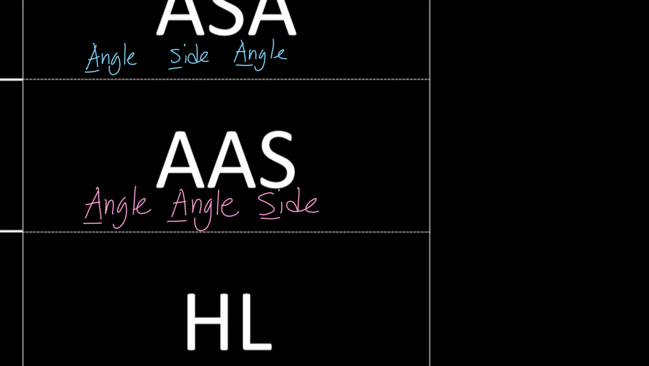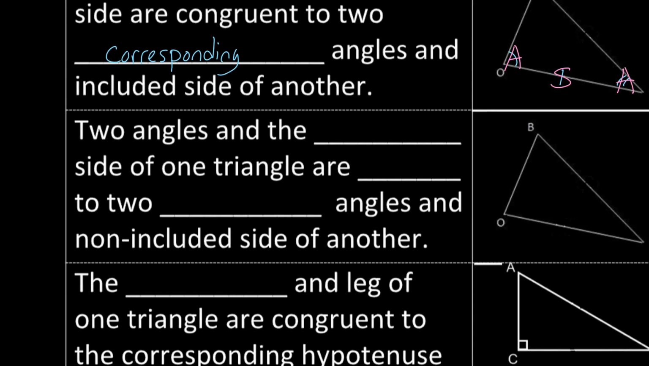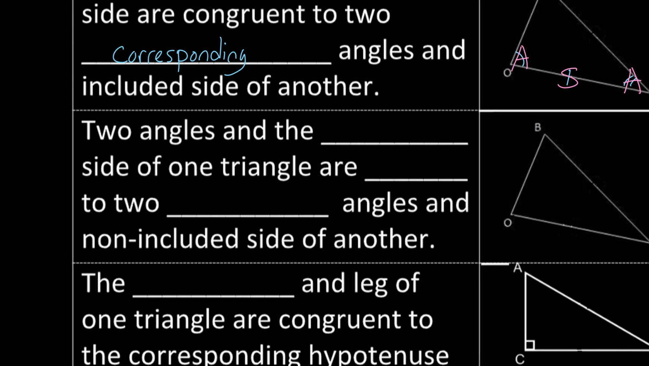Angle, angle, side. Angle, angle, side. The postulate states two angles and the non-included side, meaning it's not between the two angles anymore, it's outside, of one triangle are congruent to two corresponding angles and non-included side of another triangle.